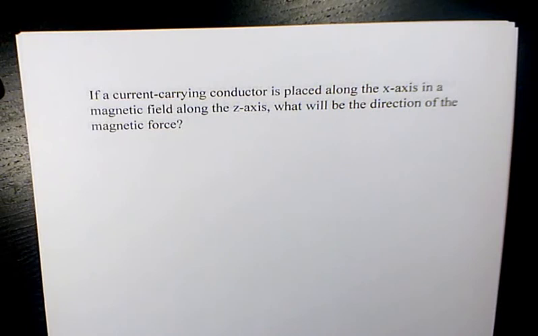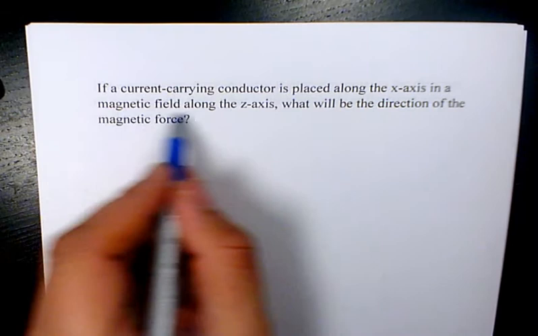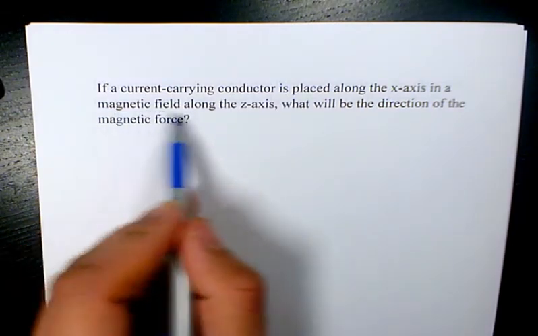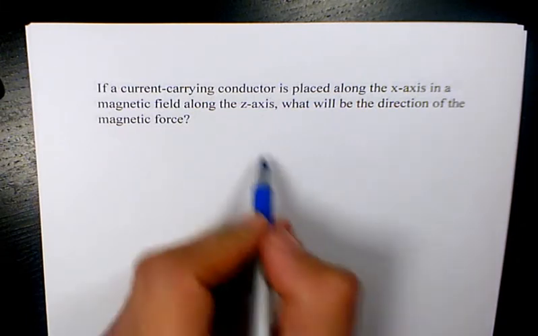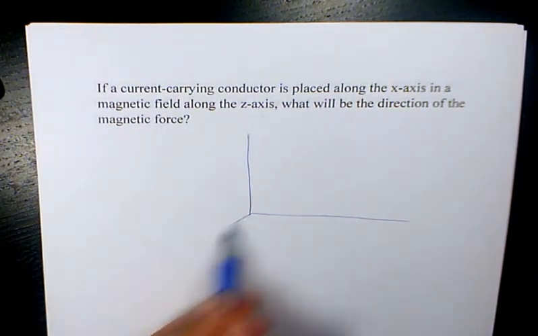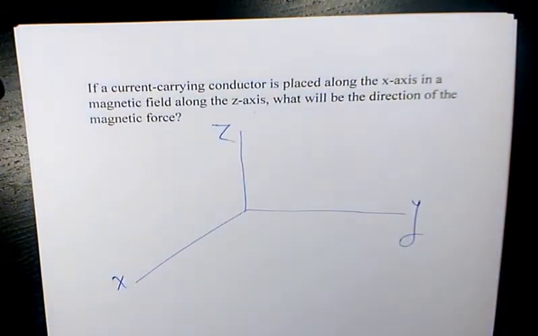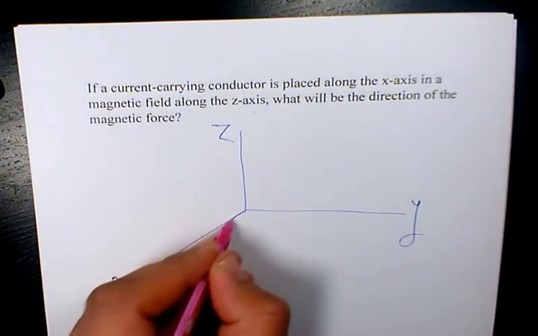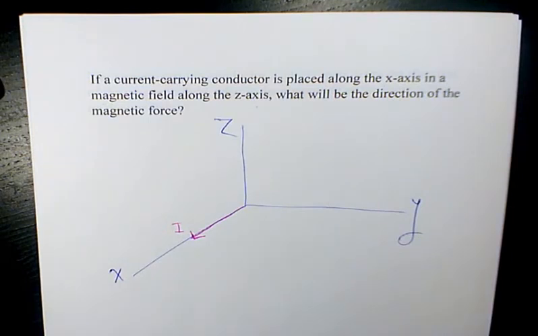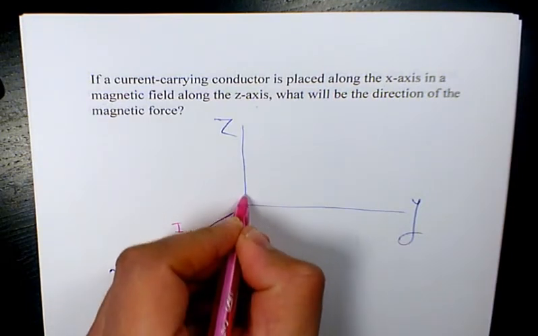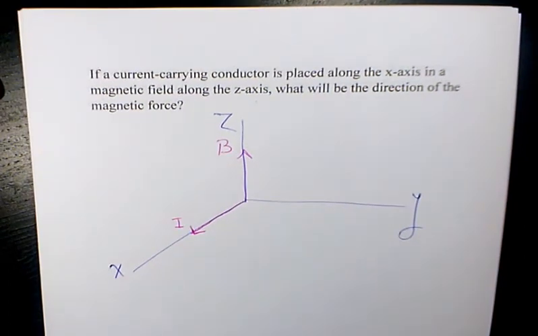If a current carrying conductor is placed along the x-axis and the magnetic field is along the z-axis, what will be the direction of the magnetic force? Here is the x-axis, y, and z. Current is going in the x-axis. Magnetic field is going toward the z-axis. So we need to use the right hand rule.